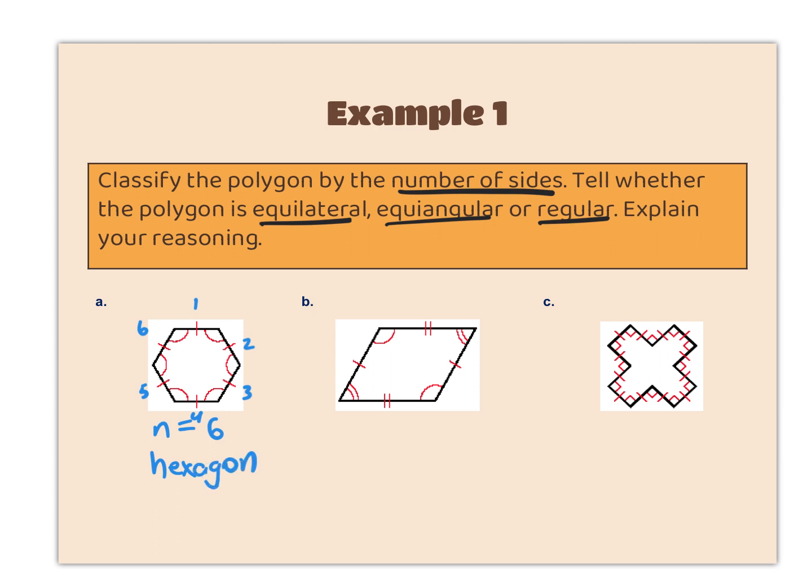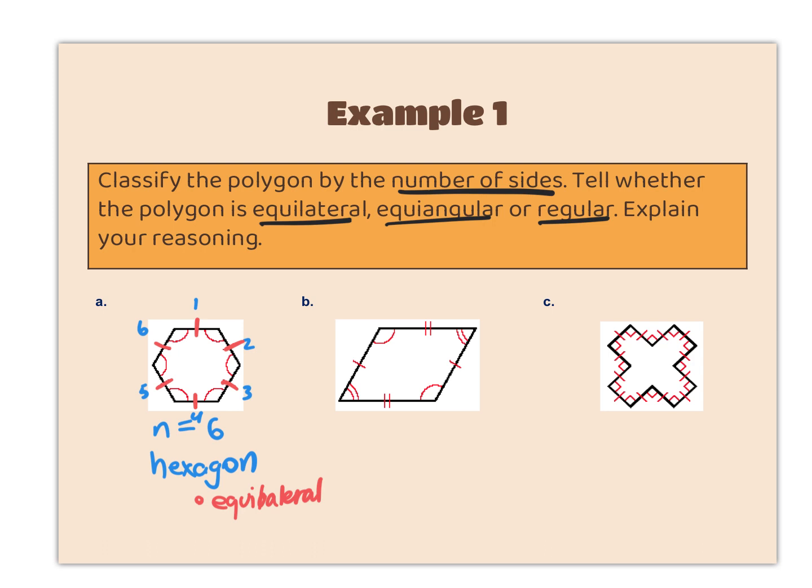Now, what kind of hexagon do I have? A regular one, or one that has different angles or different sides, or both? Well, when I look at the sides, notice I see the same single tick mark for all 6 sides. That means it's equilateral, okay, because all 6 sides are equal.